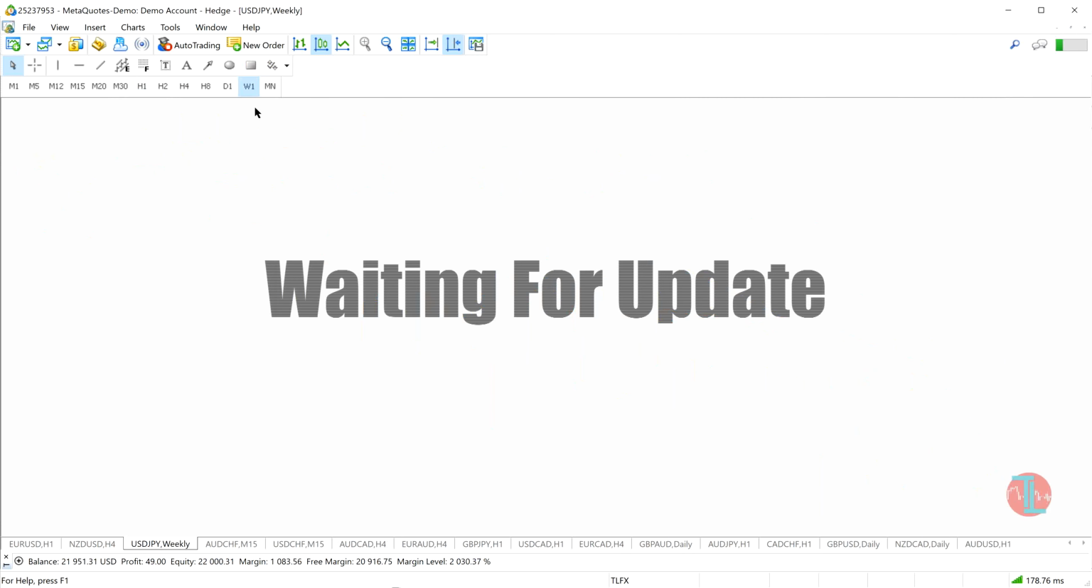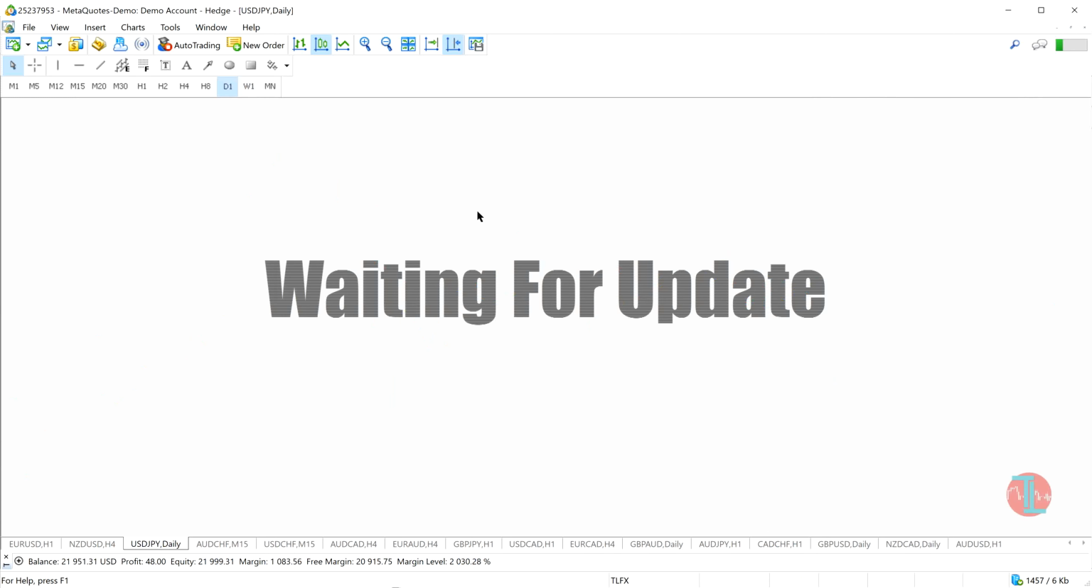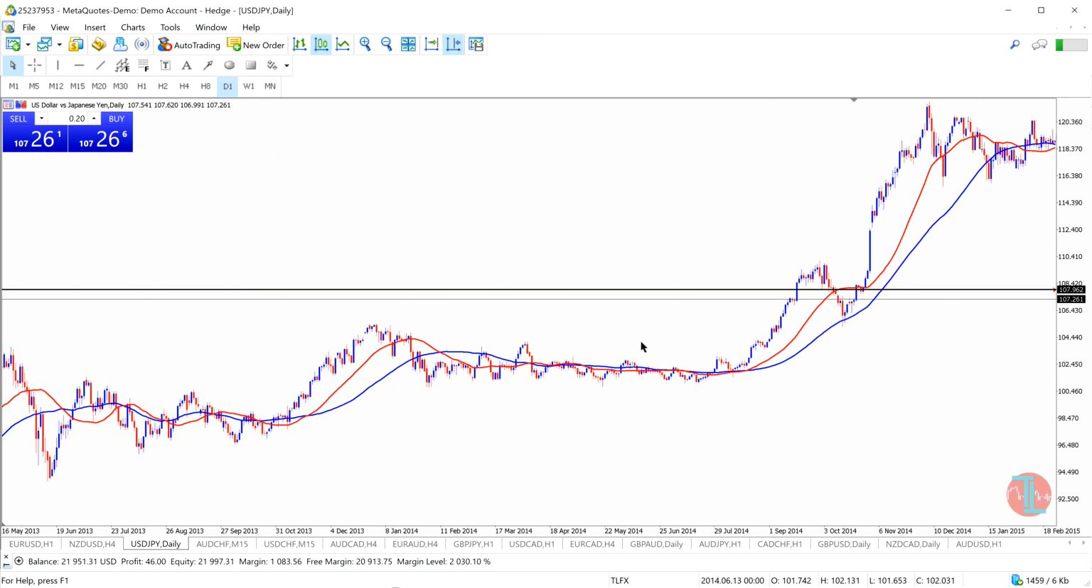So now here we are on the dollar yen. We're going to go up to the weekly. Okay, choppy market, guys. Choppy market. Look at this. This is ugly. Now, if I go down to the daily, will it be the same? Let's see.